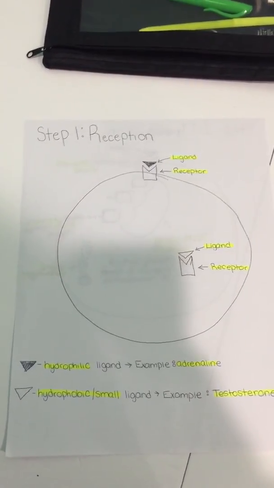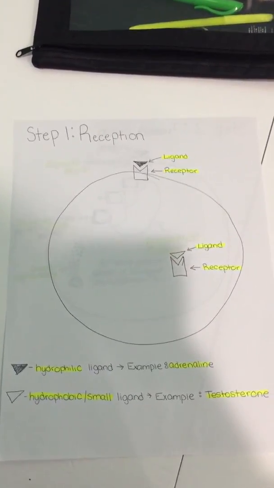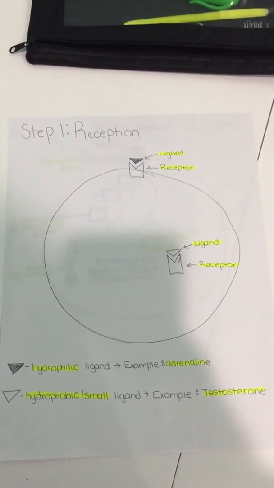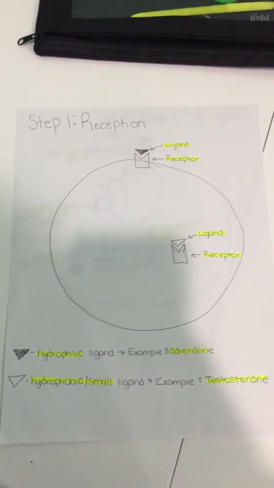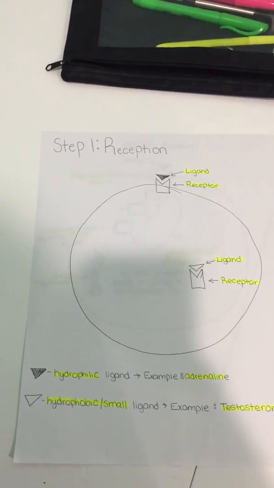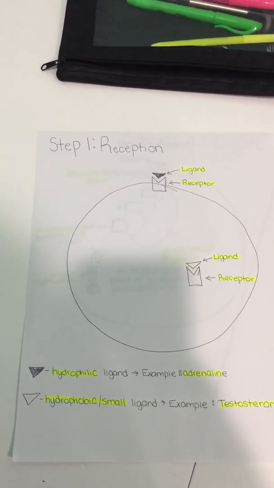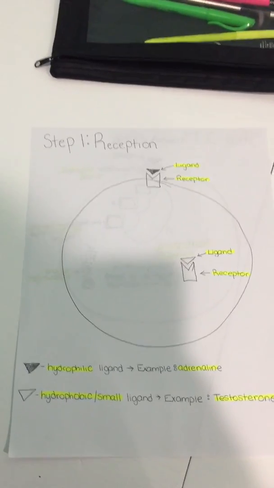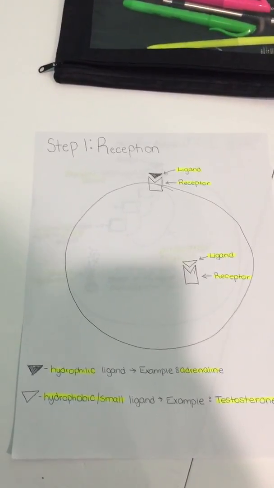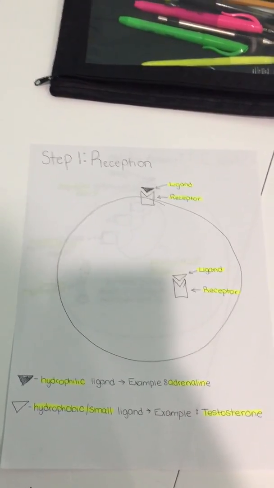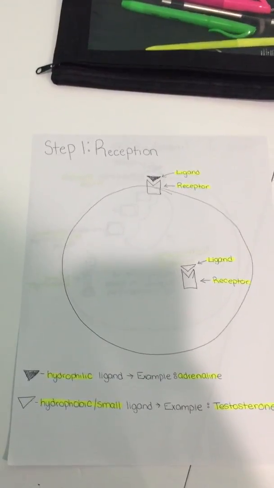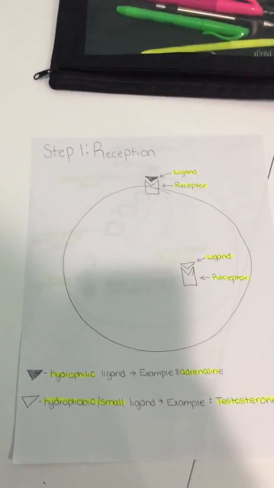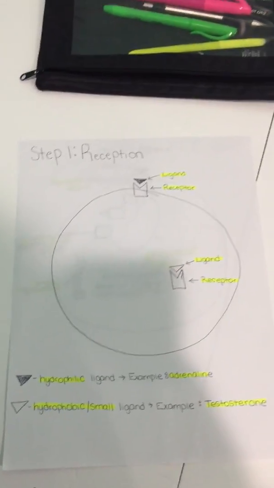a receptor protein located at a cell's surface. So the ligand, or the message, is received and the ligand binds to the receptor. There are 2 ligands involved, which are hydrophilic and hydrophobic, or small. Hydrophobic ligands, or small ligands, have receptors located inside the cell. An example of a hydrophobic is testosterone.